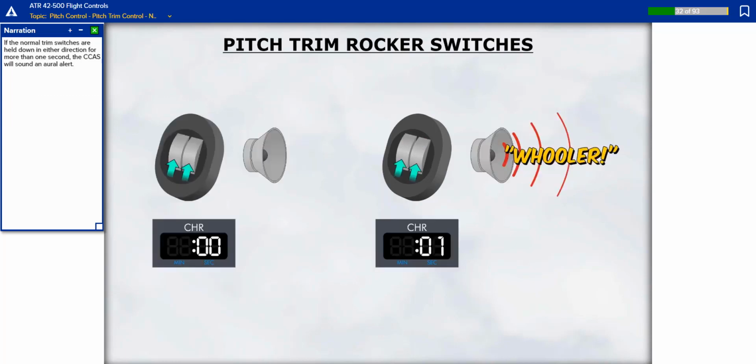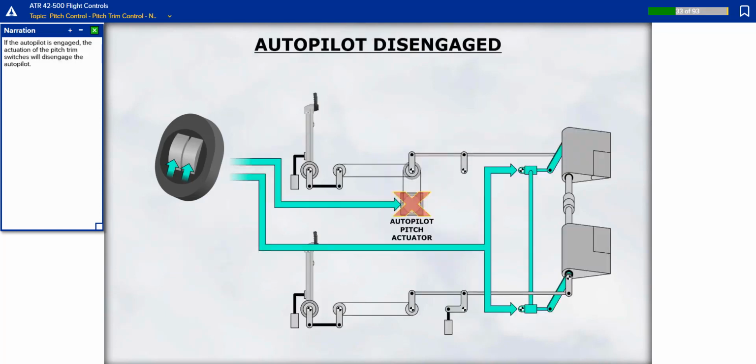If the normal trim switches are held down in either direction for more than 1 second, the CCAS will sound an RO alert. If the autopilot is engaged, the actuation of the pitch trim switches will disengage the autopilot.